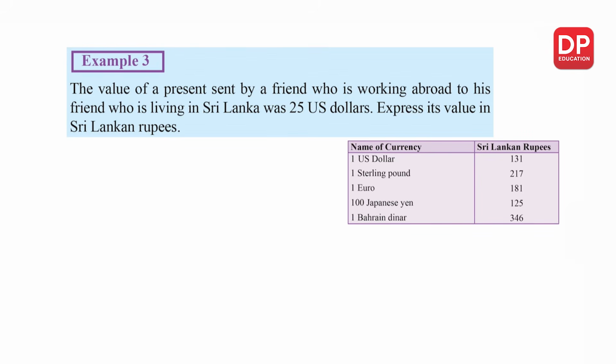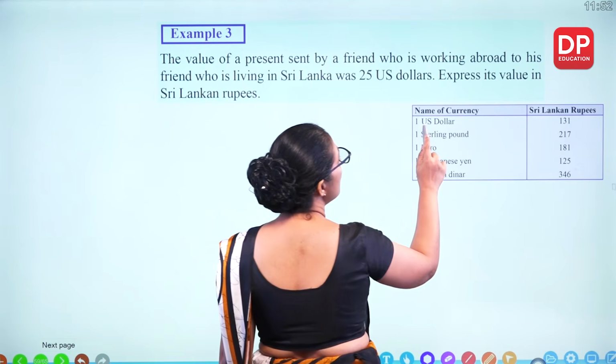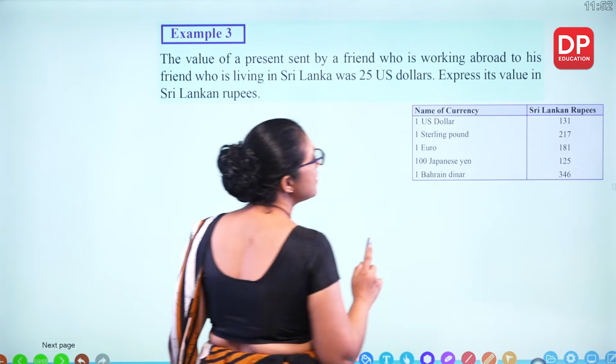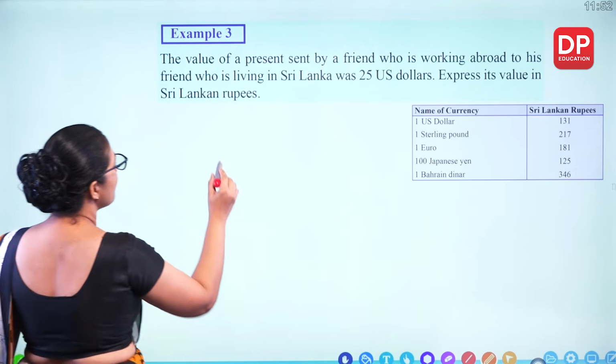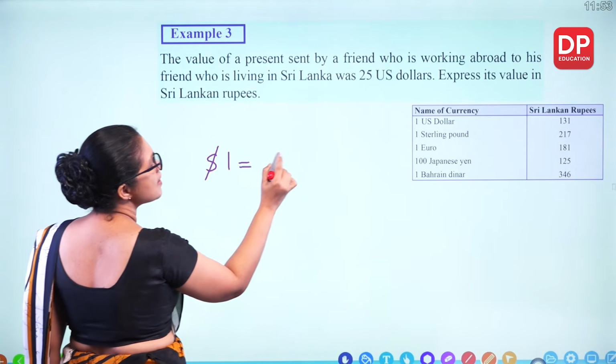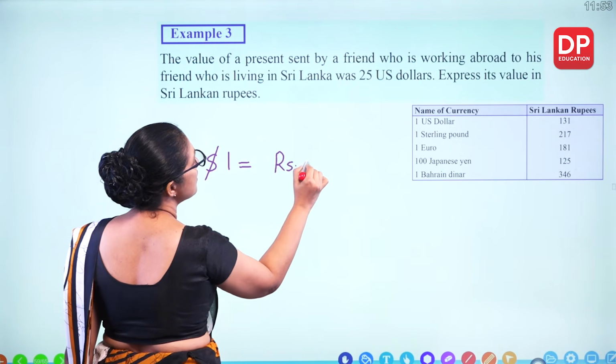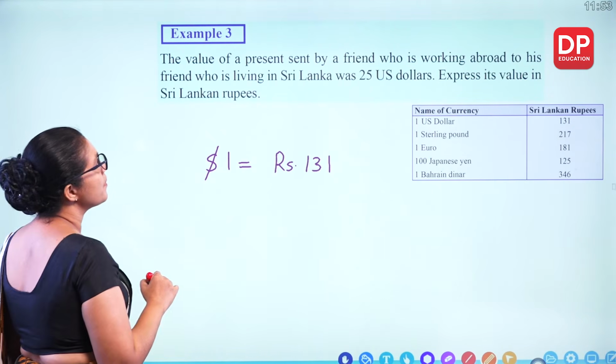The value of a present sent by a friend who is working abroad to his friend who is living in Sri Lanka was $25. Express its value in Sri Lankan rupees. So what's the rate? $1 is 131 rupees. So you can write $1 is 131 rupees, Sri Lankan rupees.